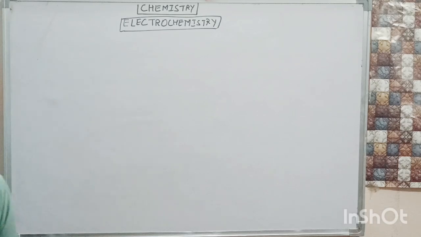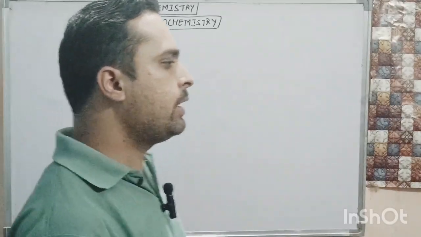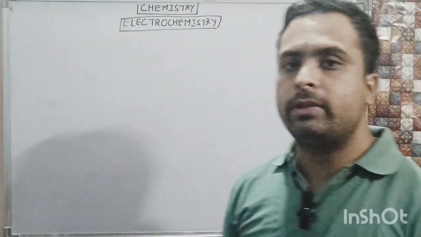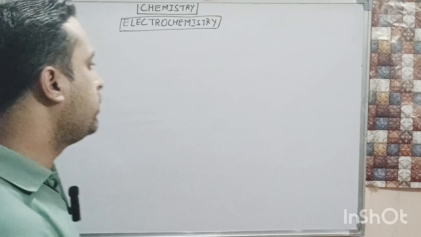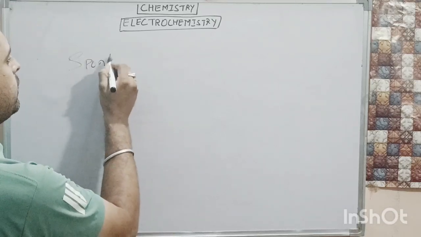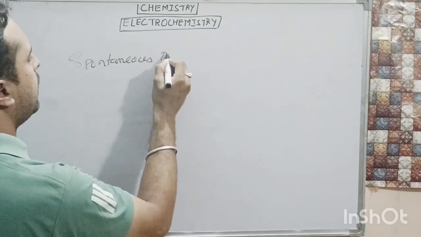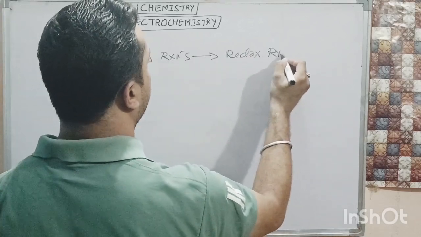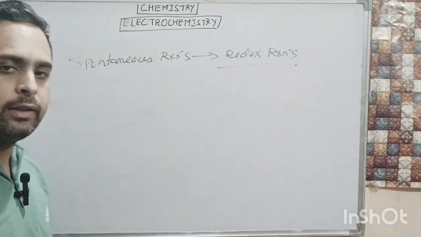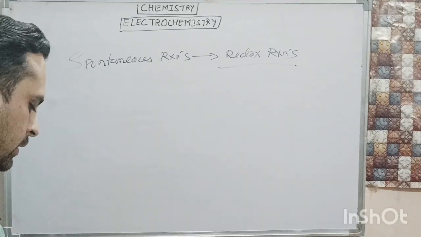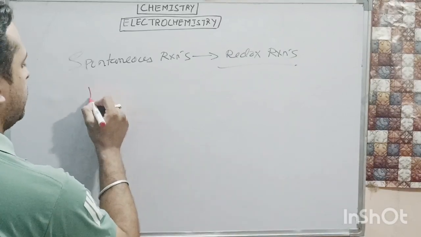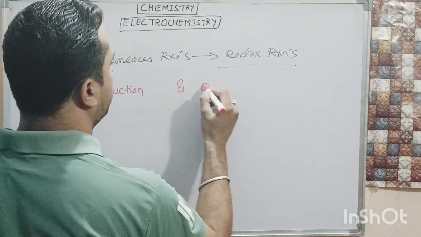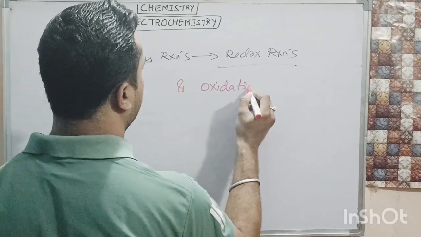When we are discussing electrochemistry, the spontaneous reactions are actually redox reactions. Spontaneous reactions are redox reactions. What does redox mean? Redox means reduction and oxidation, or oxidation and reduction, whatever you want to write.